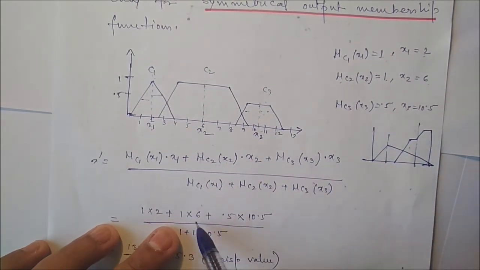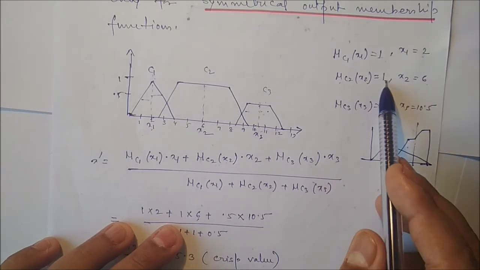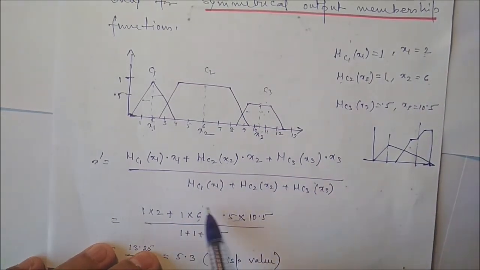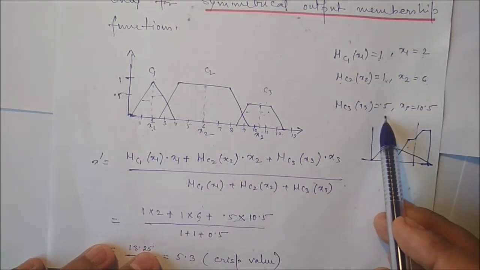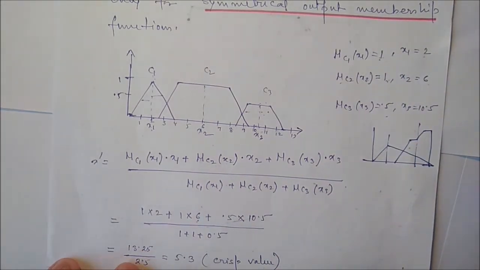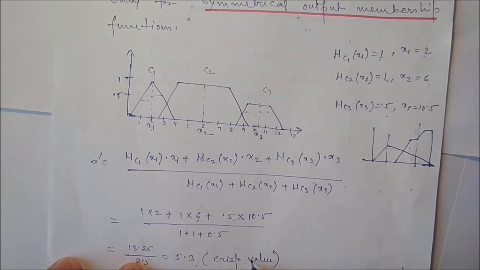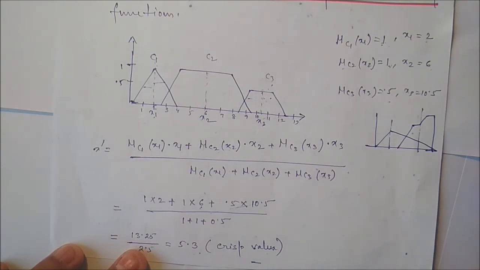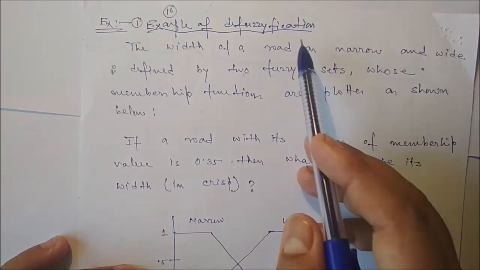1 into 2 plus 1 into 6 plus 0.5 into 10.5, divided by the sum of the membership values, 1 plus 1 plus 0.5. If you solve it, you get the value 5.3, which is the crisp value. So if it is a fuzzy output, the associated crisp value will be this one. Now we can see some examples of defuzzification.